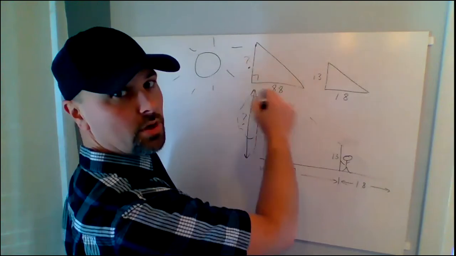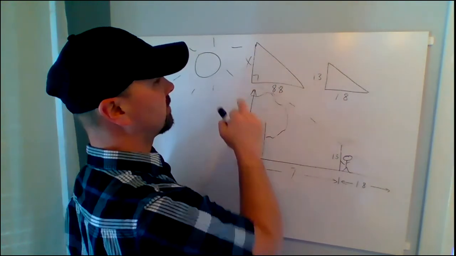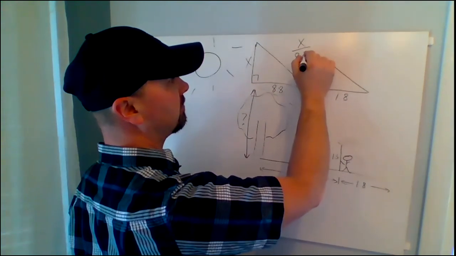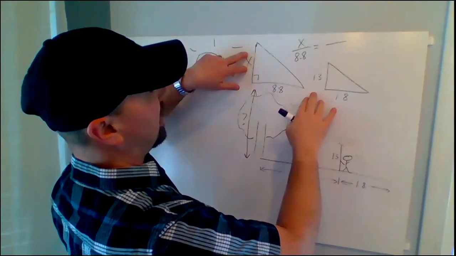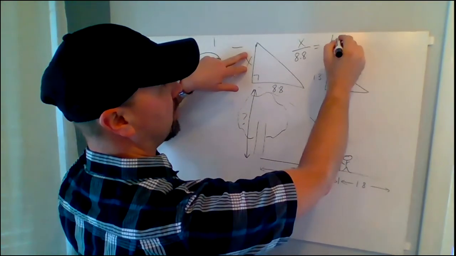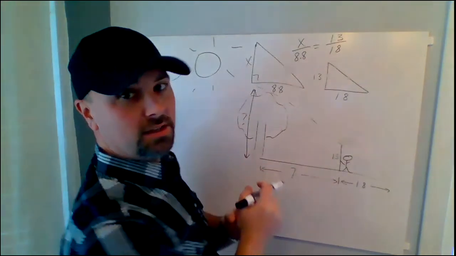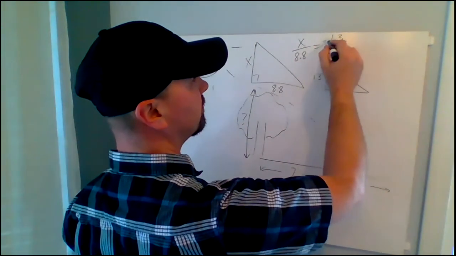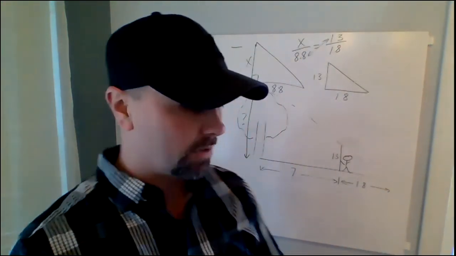Okay, now we're going to set up our proportion. Start with the triangle that we don't know. Let's change that question mark to an x. So x over 8.8 is equal to, now we got to match. X is the same as the 1.3, so they go next to each other. The 1.8 goes with the 8.8. Cross multiply and divide. Feel free to use your calculator. I'm going to.